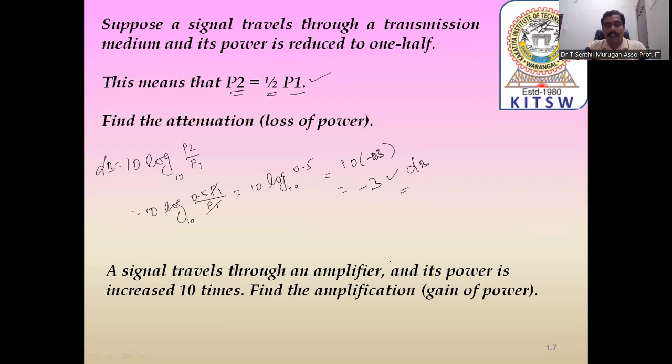Okay, so what they are saying is that while using this amplifier, the power is increased 10 times. What is the amplification? That is the gain of the power. So what will happen? Whatever it may be, P2 is 10 times P1, so P2 by P1 is 10. So what is the value? 10 into 1, so 10 decibels it is increased.